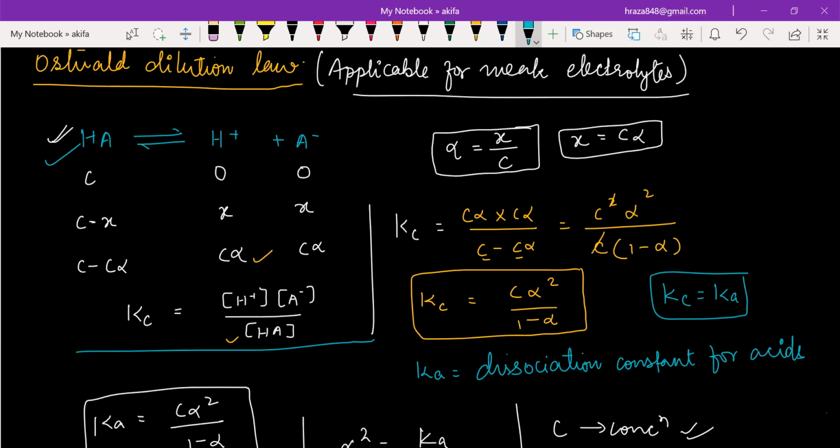Alpha represents dissociation. What is X? Suppose this is dissociated moles. Basically alpha is the degree of dissociation. Just write it, degree of dissociation. X is just, if it is dissociating, that means C is dissociated into X. That means C minus X will be left, and X will be formed.